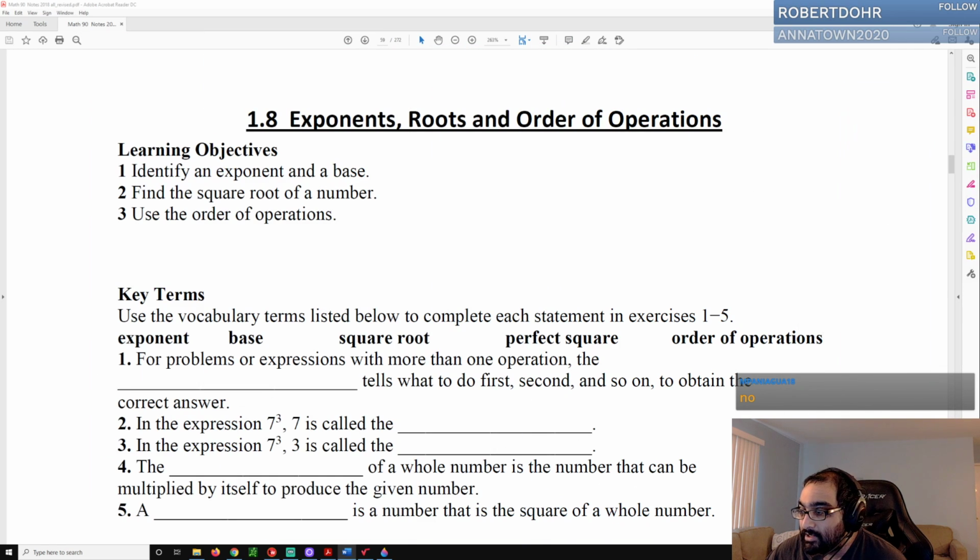I want to actually make a change here. Where is it? Yeah. Okay, that's fine. Okay, fine.